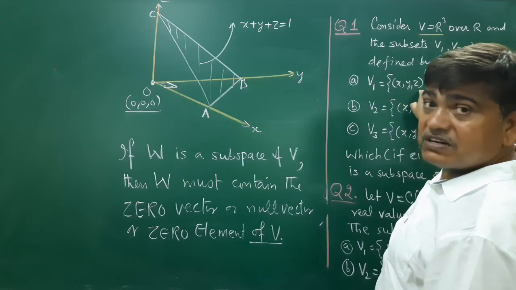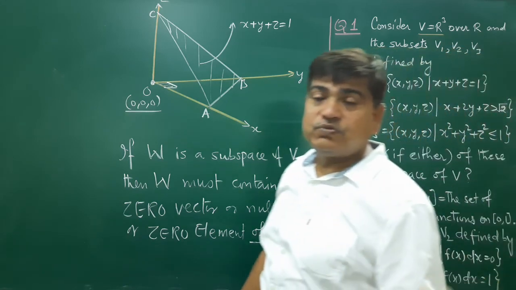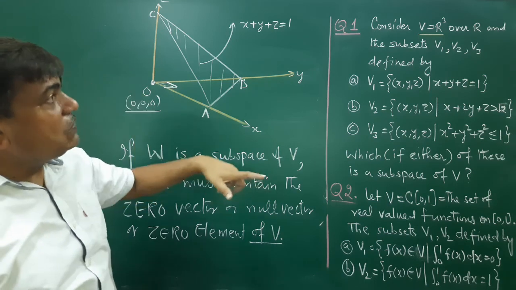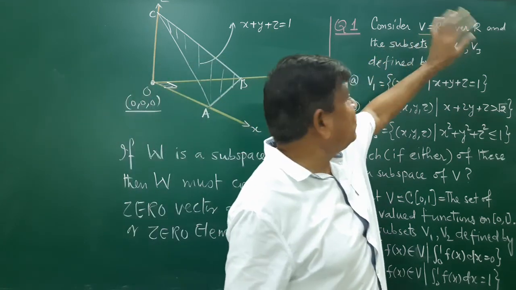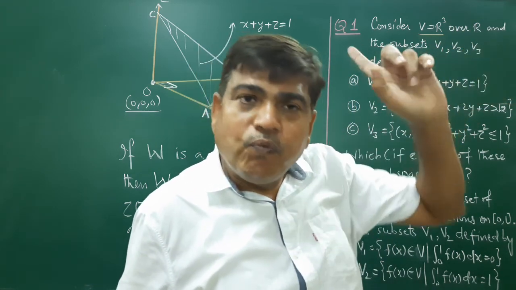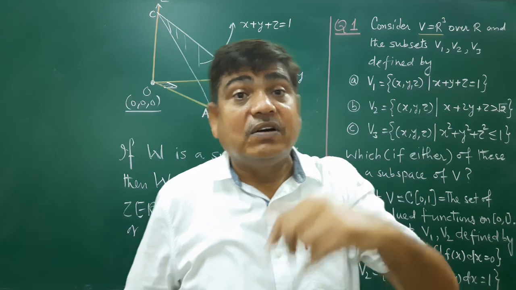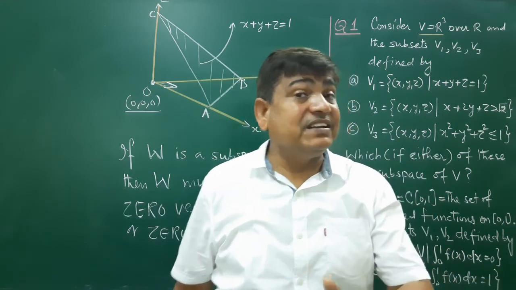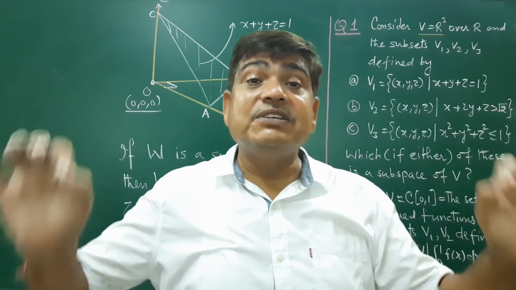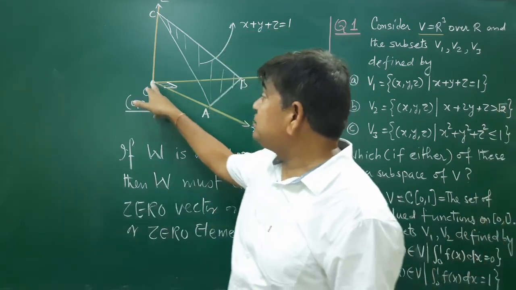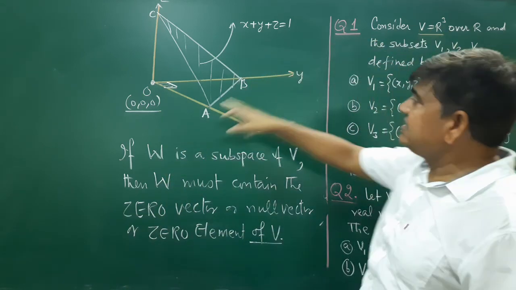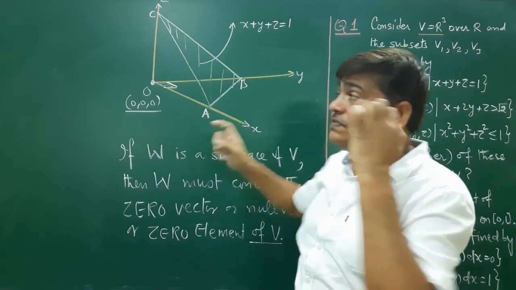So here V1 is given in such a way that x plus y plus z equals 1, that means all the points lying on this plane. And we know that R cubed is a vector space with the regular operations, that means regular addition and scalar multiplication, and under that we know that 0, 0, 0 is the identity element. That means this point is the identity element of this V. This is the null vector, the zero element.